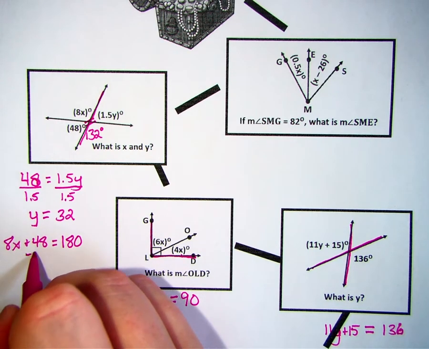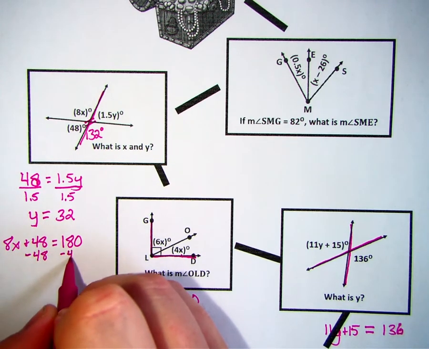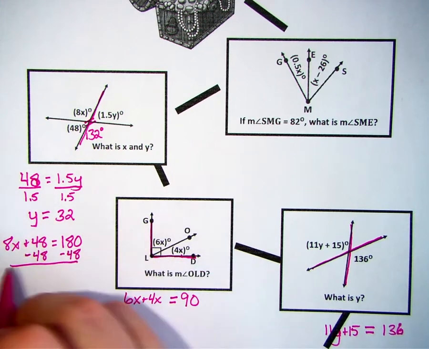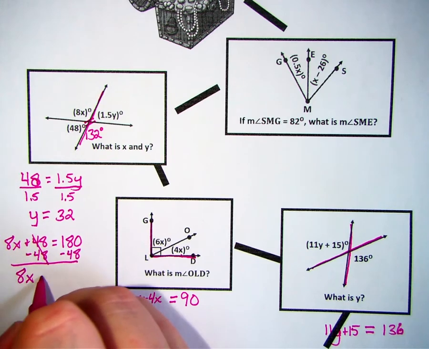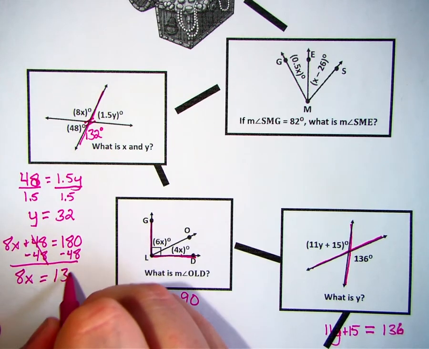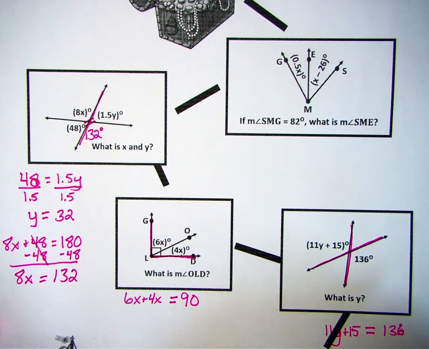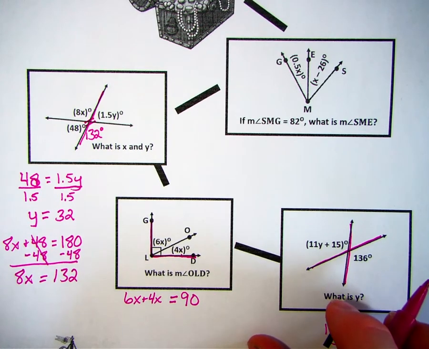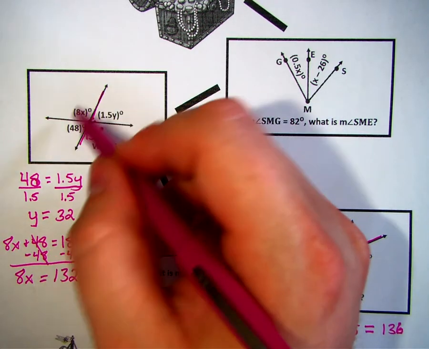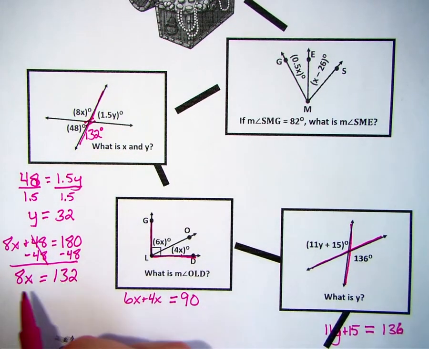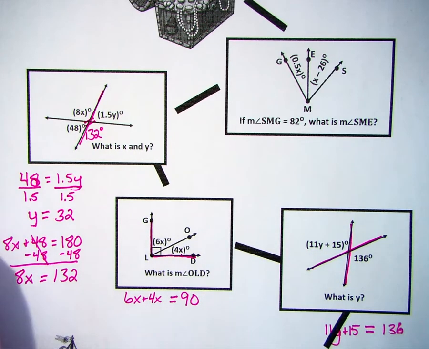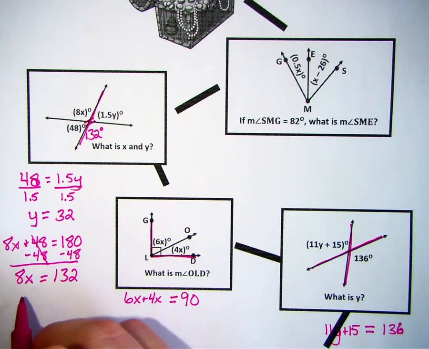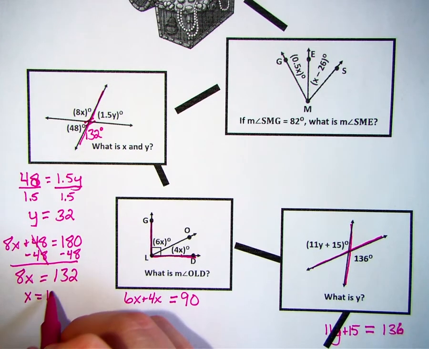So if I subtract 48 from both sides, we're going to cancel out the 48. They simplify out, and we're left with 8x equals 132. So despite the fact that we did not set up a vertical angle relationship, we set up a supplementary relationship, we still are going to end up simplifying to where we see that 8x is equal to 132. At which point we will divide by 8, and x will be equal to 16.5.